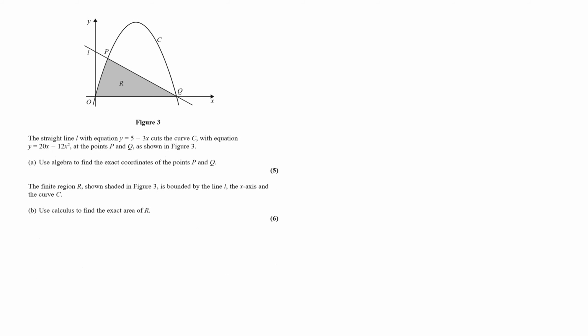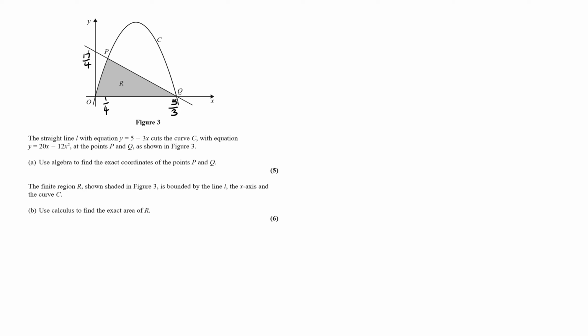So now this question, we've got part B on here. Use calculus to find the exact area of R. So we can see here, we've got our diagram again. And we know, obviously, that's the origin, and we've got this point P here with an x coordinate of a quarter and a y coordinate of 17 over 4. That's going to massively help me in a second. And I know it's crossing the x-axis here again at 5 over 3.